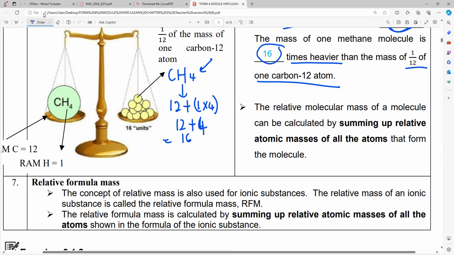Now, when I want to do relative formula mass, it is for ions. So, for example, if teacher is doing sodium chloride, I use the same way to count the relative formula mass. So, what is the nucleon number for sodium? How many of you remember?